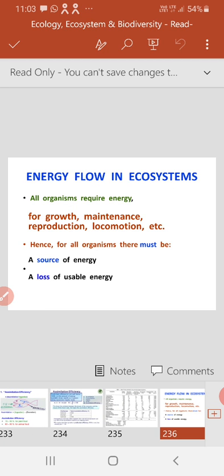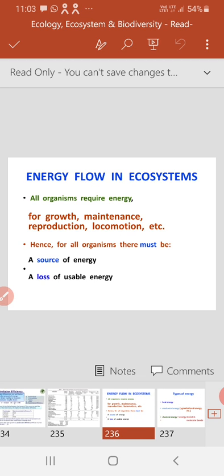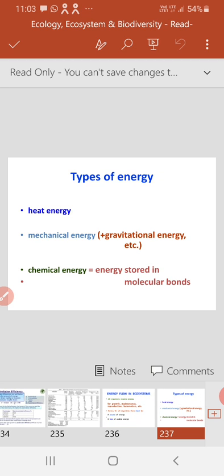So now we will move to energy flow in ecosystems. All organisms require energy for their growth, maintenance, reproduction, and locomotion. Hence, for all organisms, there must be a source of energy. A loss of usable energy is also there. Types of energy: there is heat energy, mechanical energy, and chemical energy. Chemical energy is the energy stored in molecular bonds.